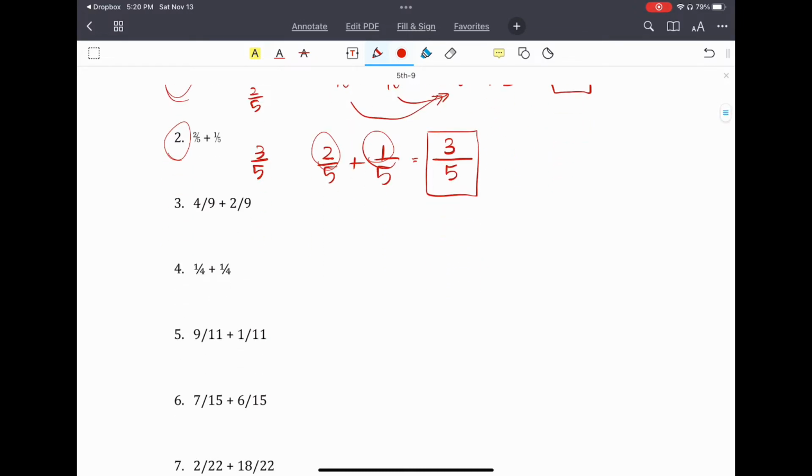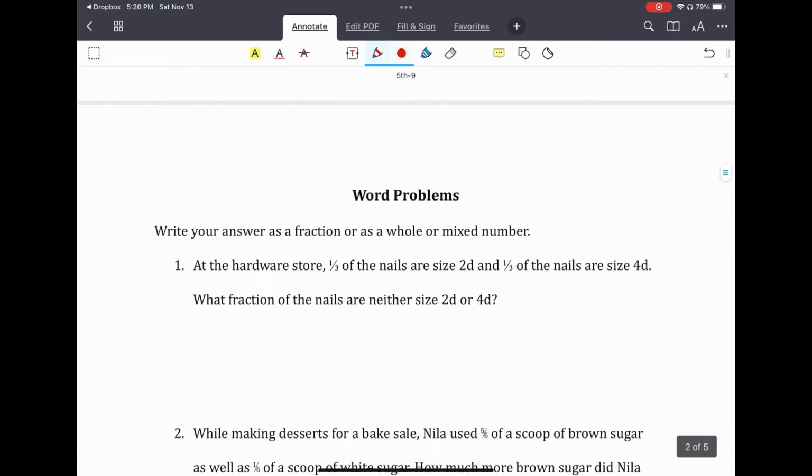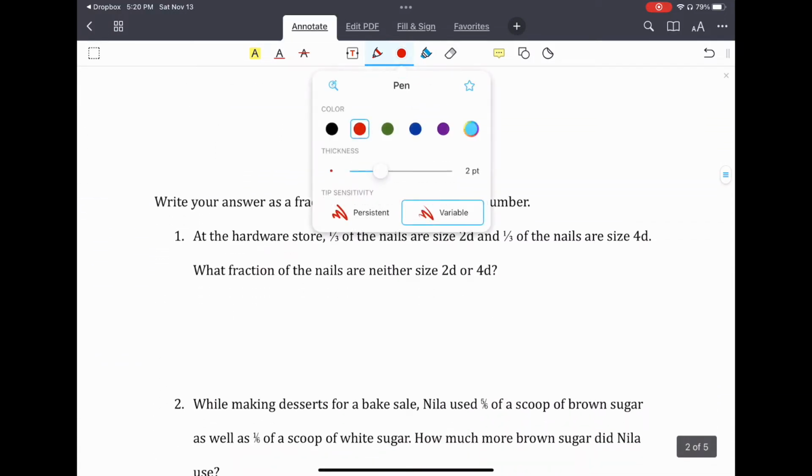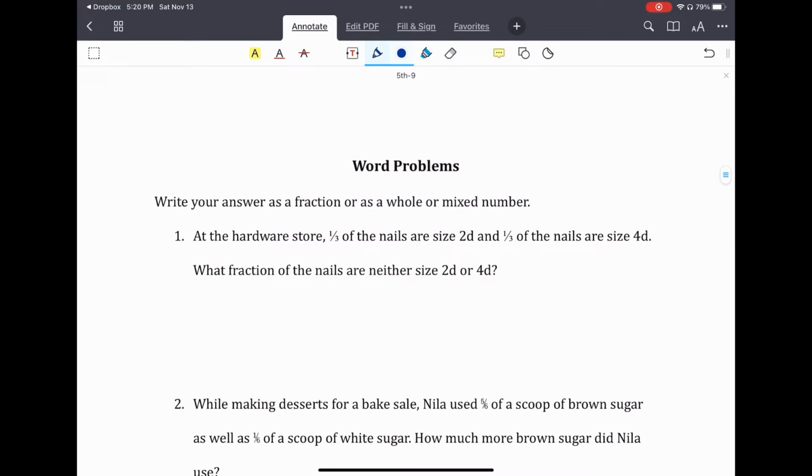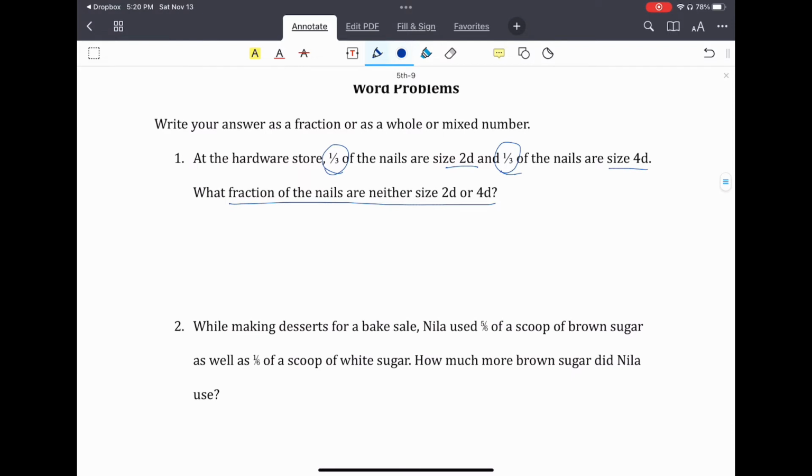Now the second section is word problems, and we're just going to do number 1 together. So it says, at the hardware store, 1/3 of the nails are size 2D, 1/3 are size 4D. What fraction of the nails are neither size 2D or 4D? So neither means none. So 1/3 are 2D and 1/3 are 4D, then none of those would obviously have to be just 1/3.